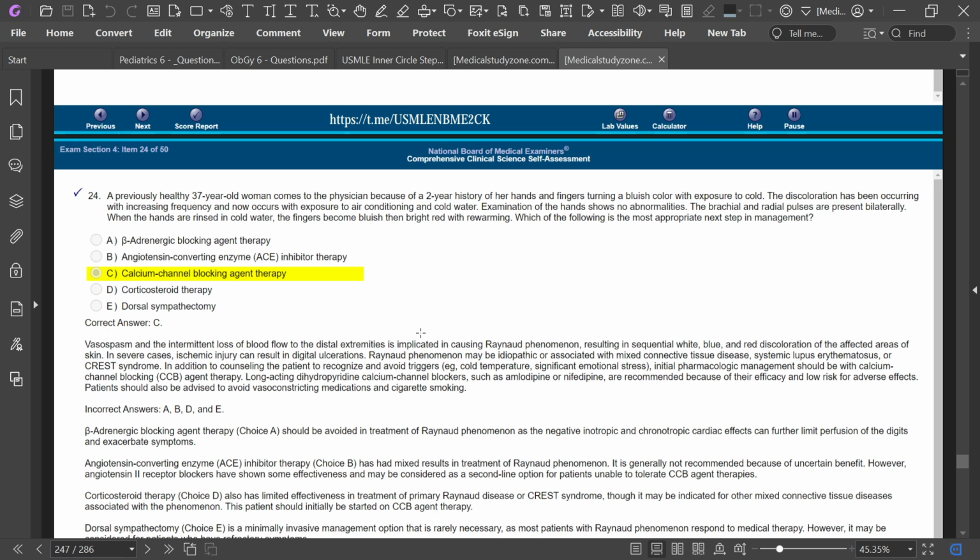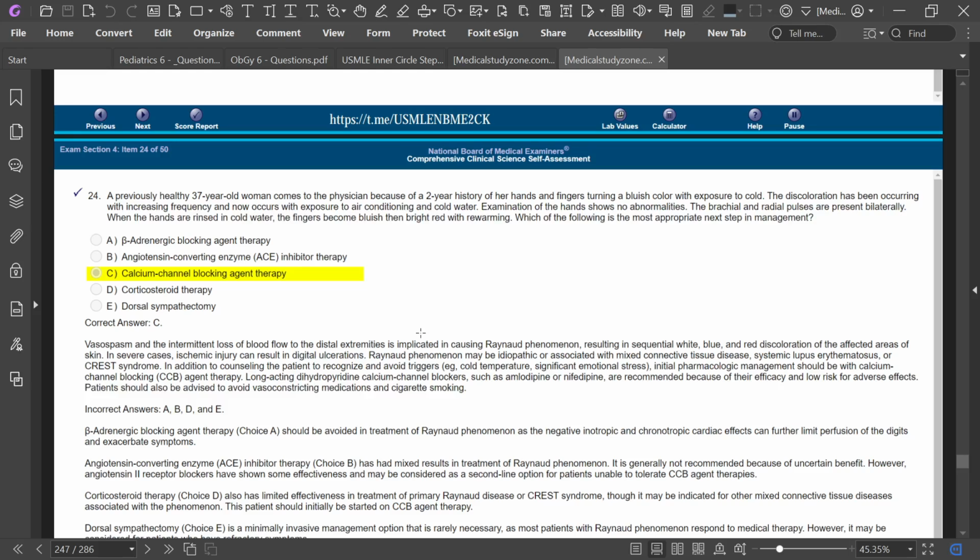Vasospasm and intermittent loss of blood flow to the distal extremities is implicated, causing Raynaud's phenomenon, resulting in sequential white, blue, and red discoloration of the affected areas of skin. In severe cases, ischemic injury can result in digital ulceration. Raynaud's phenomenon may be idiopathic or associated with mixed connective tissue disease, SLE, or CREST syndrome.